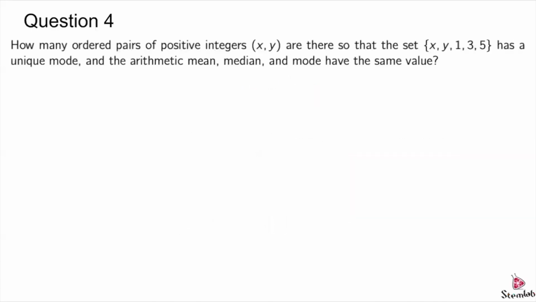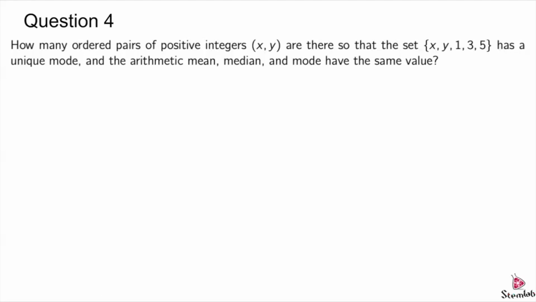Question 4. How many ordered pairs of positive integers x, y are there so that the set {x, y, 1, 3, 5} has a unique mode and the arithmetic mean, median, and mode have the same value? Given how the question is set up, there are only a few possibilities for the mode. One is when x equals y, so x will be the mode, or the mode has to be 1, 3, or 5. Let's look at the case where x equals y first.